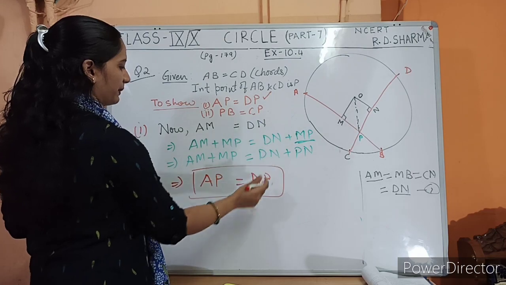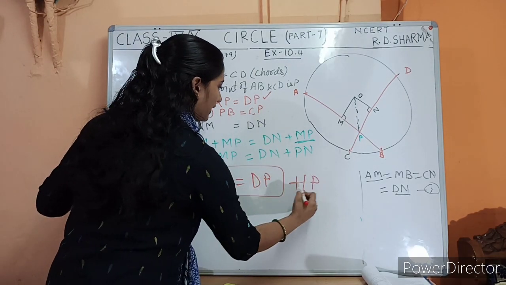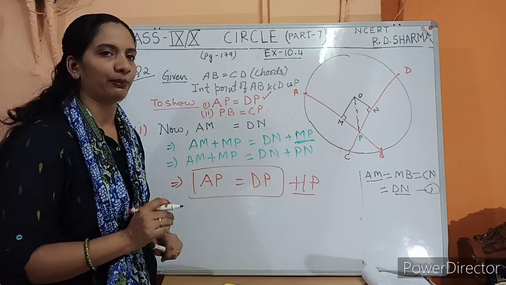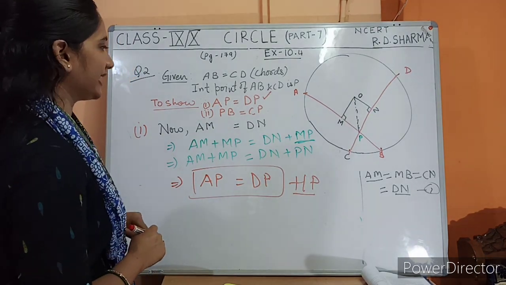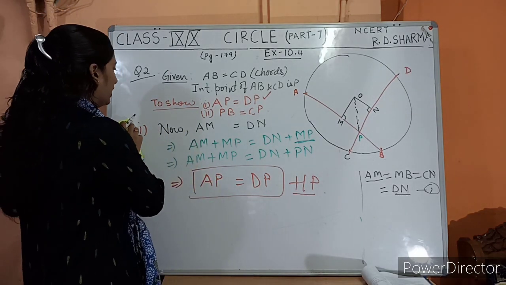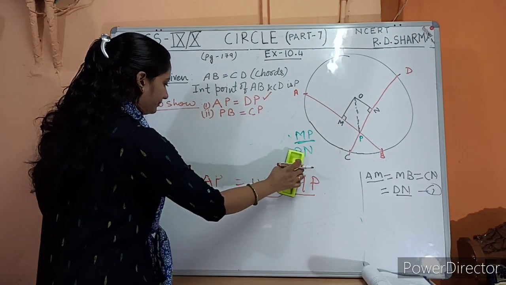So our first part is already proved here. Just check out this part we have proved. So the first part is proved. We have shown the first part that AP must be equal to DP here. For the second part, let us see. You may pause the video and note down this part. Now let us check out the second one.